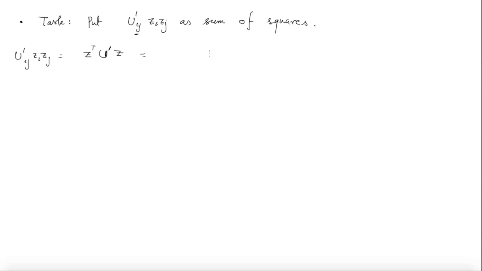So let me write this as u prime, O transpose O, O transpose. So basically I've done nothing because O transpose O is unity. This is also unity, so I've done nothing. And you have Z transpose. So I've written this original thing again. So this is identically equal to this. I've done nothing.